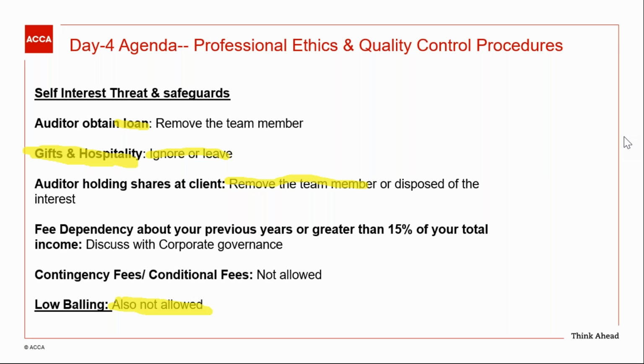Thank you. Low balling means you cannot quote a very low fee to the client, which is not feasible and does not cover the expenses of the audit firm. So why would an audit firm quote a very low price? Because the audit firm wants to get the client. The audit firm would like to add this client to their portfolio, so to get this client they can quote the price very low.